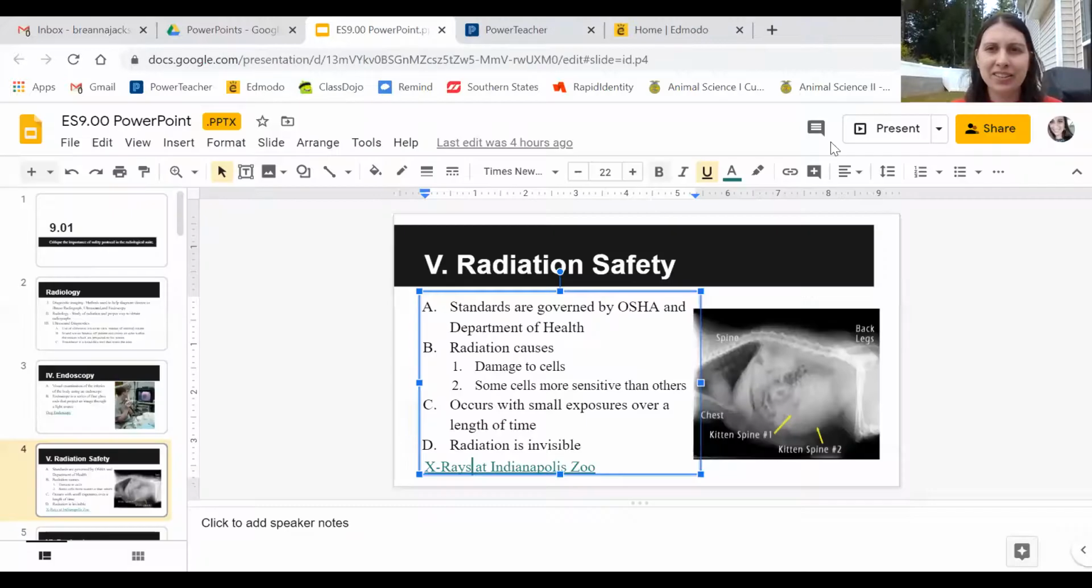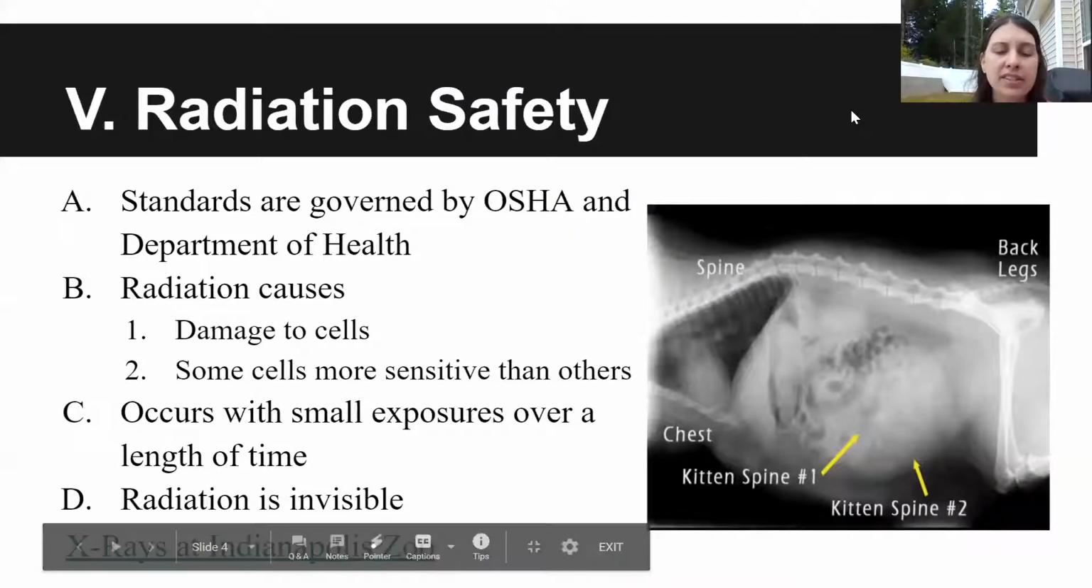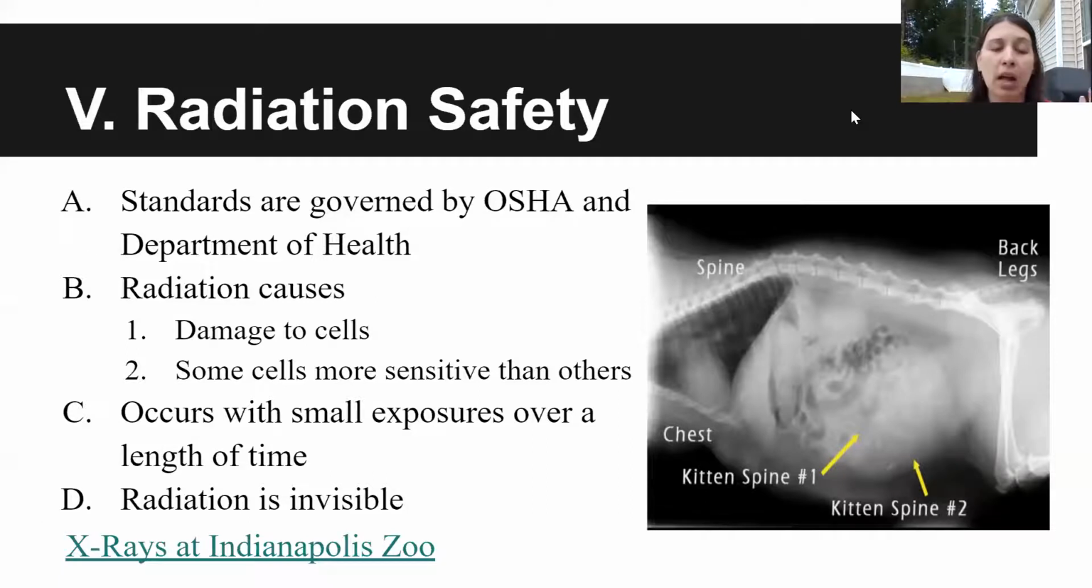All right. So there's a lot of really great uses for X-rays. You can see tons of different things, and they can be used for, honestly, a huge array of things, not just broken bones.